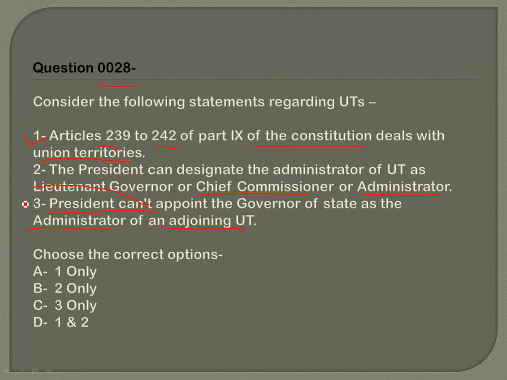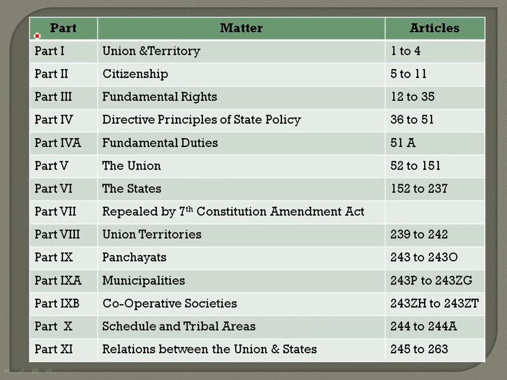The third statement is wrong because the President has the power to appoint any person governor of more than one state, including union territories. The first statement is also wrong because Part 9 of the Constitution is not related to union territories. This slide describes the parts of the Constitution and the matter and articles they deal with.